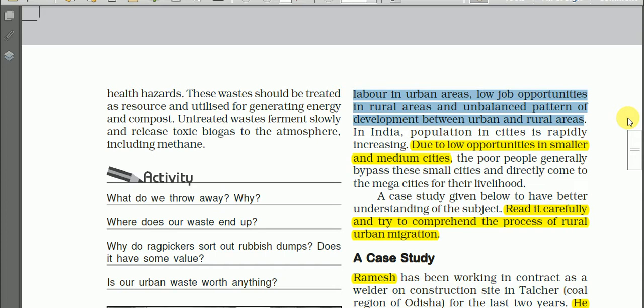The movement of people from rural areas to the urban areas may be because of different factors like high demand for labor in the urban areas. Then there may be low job opportunities in the villages, and there is unbalanced pattern of development between the urban and rural areas. That means more facilities are found in the urban areas as compared to the rural areas. That is, regional imbalance is there.